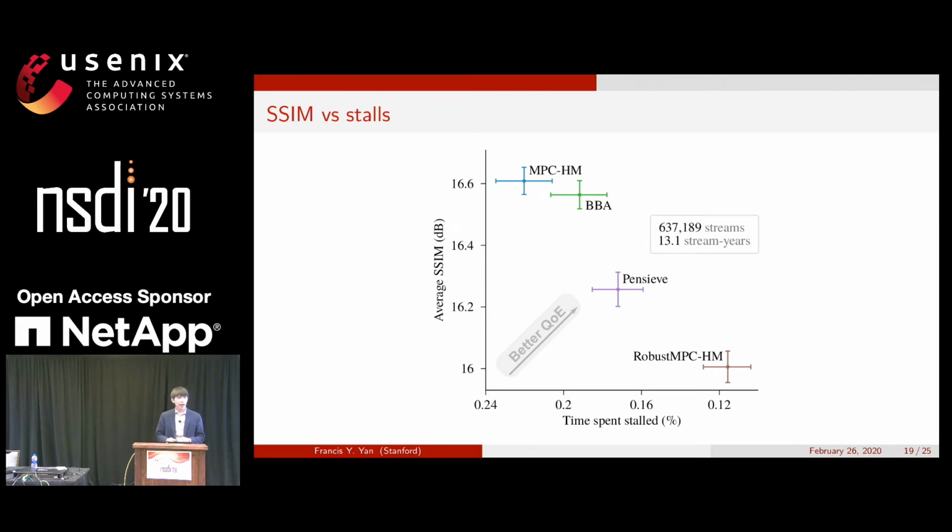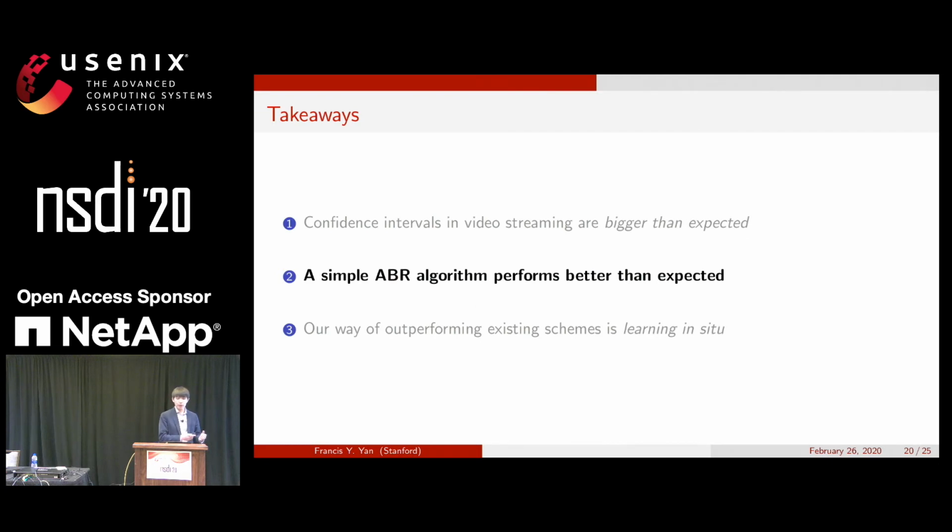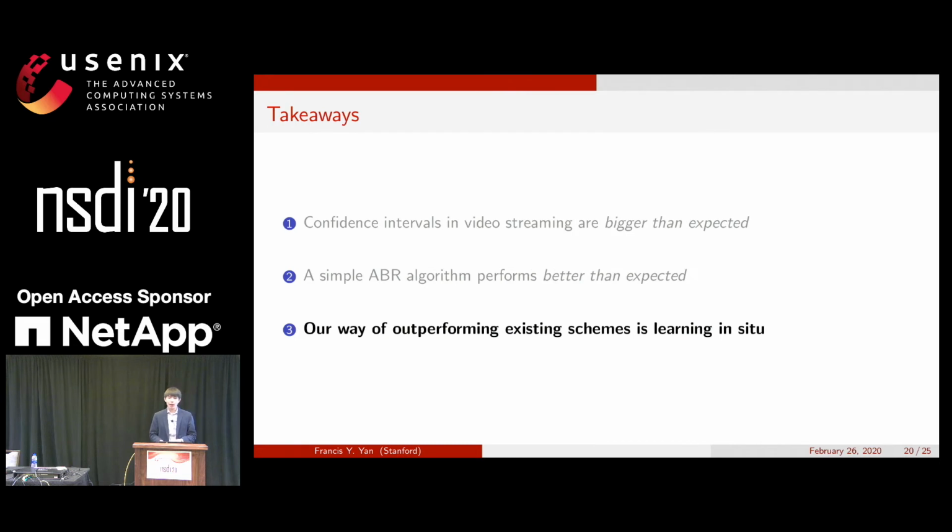On the other hand, it also makes sense, because compared with BBA, MPC and Pensieve make more assumptions that may not hold on the real internet. This concludes our second takeaway. The simple buffer-based ABR control performed much better than expected. This suggests algorithms that make fewer assumptions perhaps are more general. Finally, I will talk about how we were able to outperform existing schemes by learning in situ.